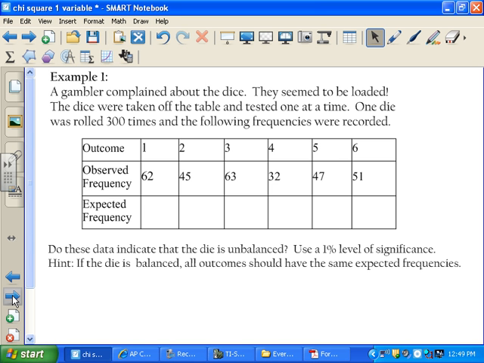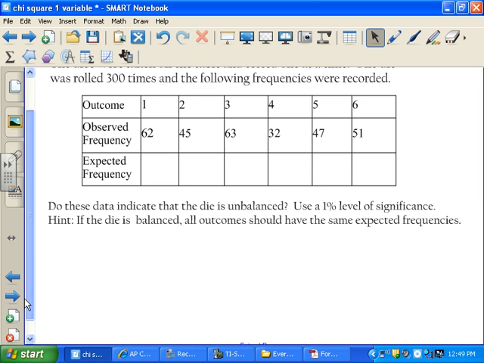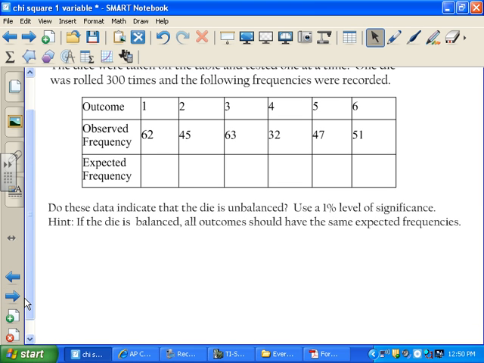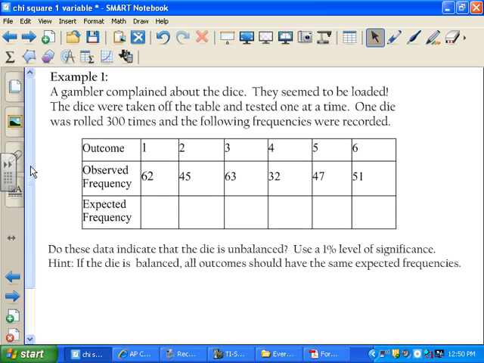Do you guys see the next question? Okay? So, we're going to test it at the 1% level of significance. This statement that I gave you should make sense. If the die is balanced, all outcomes should have the same expected frequency. In other words, if the dice is fair, then it should land on each side with equal probability. Does that make sense? Okay.